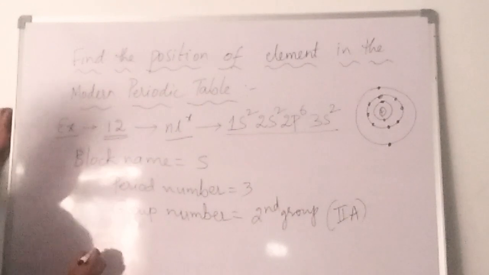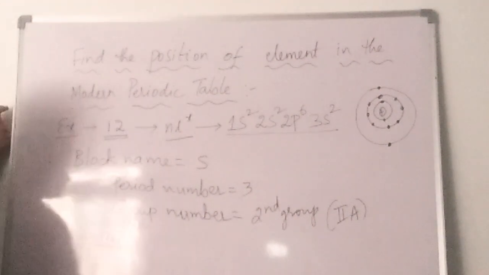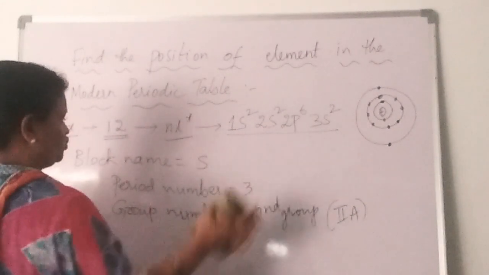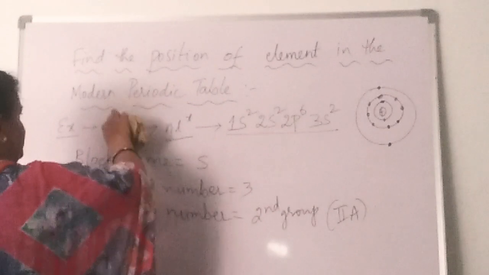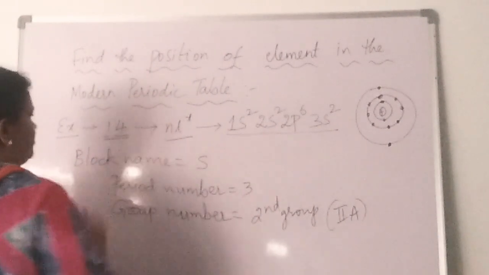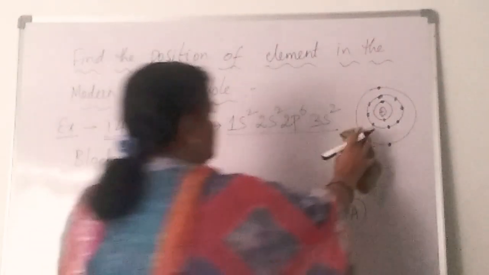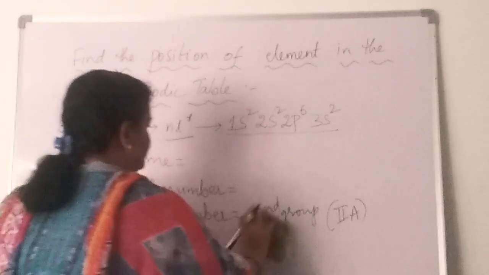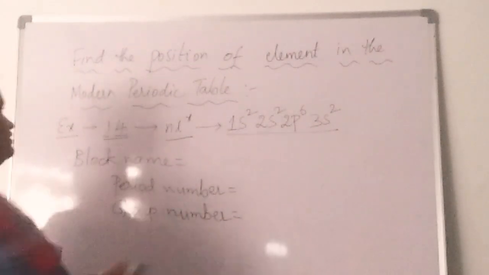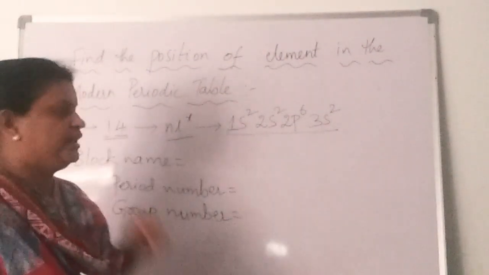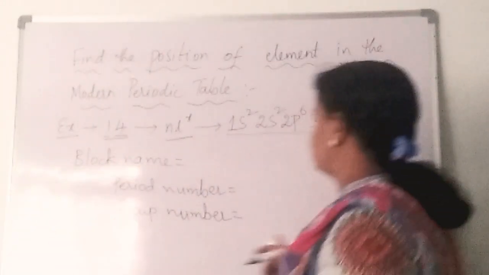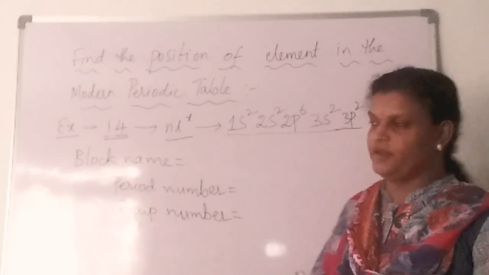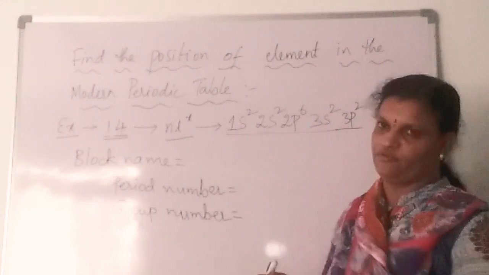We have here one element with atomic number 14. There also we'll try to write the block name, period number and group number for that element. So now let us take 14. The atomic number is 14 here. Again we'll try to write the electronic configuration using the nlx method. Now here we have the element 14. We'll write the electron configuration: 1s2, 2s2, 2p6, 3s2, 3p2. Right.